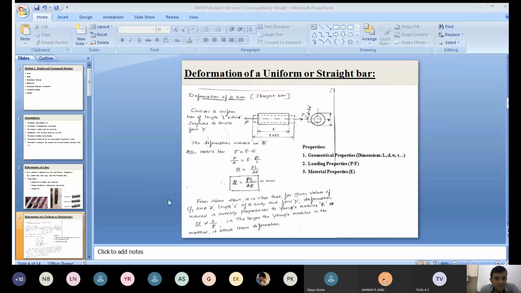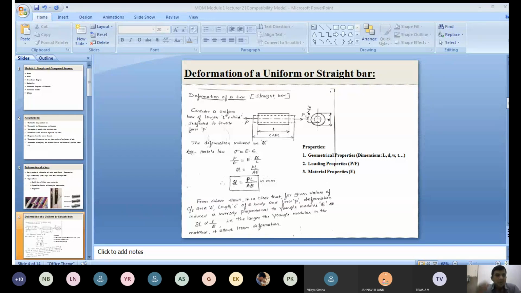Suppose you increase the Young's modulus, the material property of the material. What happens? The deformation also decreases. Now you should feel what information the mathematical representation gives you.